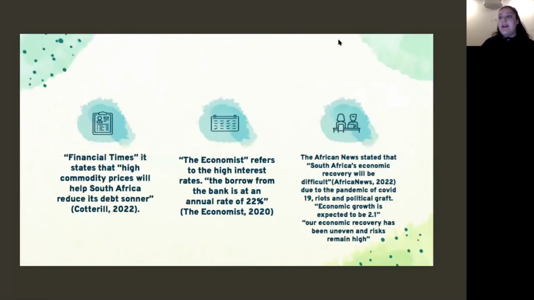So we selected these 5. An article in the Financial Times from 2022 stated that high commodity prices will help South Africa reduce its debt sooner, and this can lead to a decrease of public debt. The Economist article of 2020 was based on the high interest rate in South Africa. It stated that citizens could not afford an annual rate of 22%. The African News had an article referring to the difficult economic recovery from the pandemic, and the Minister of Finance in 2022 stated that the economy was uneven and it remains at a high risk.